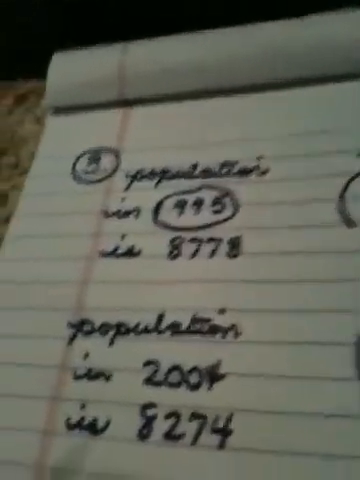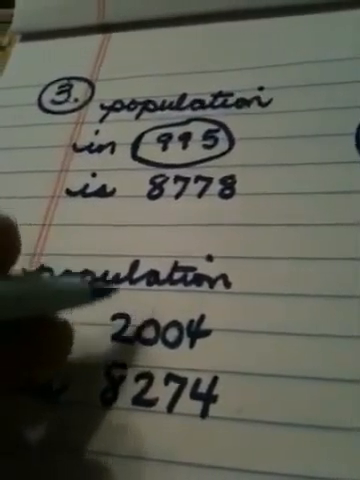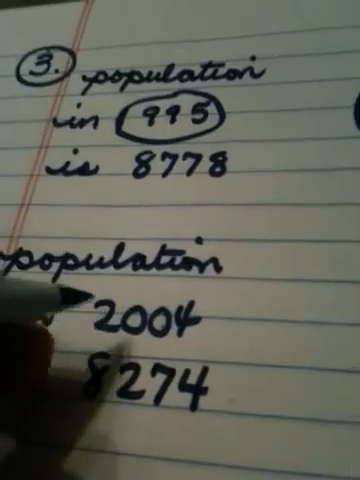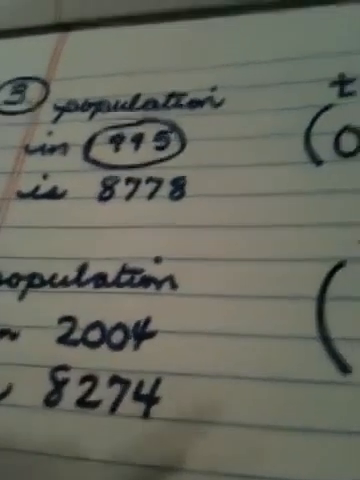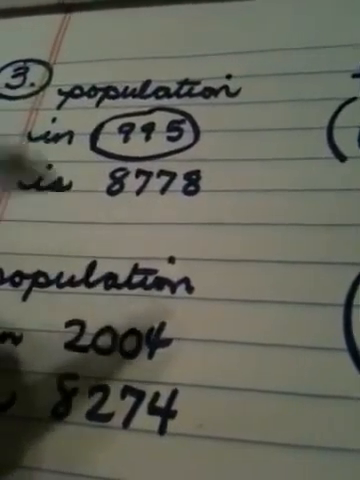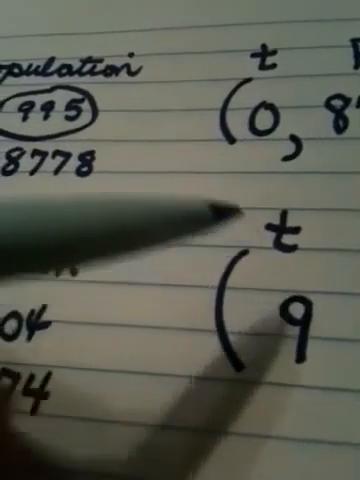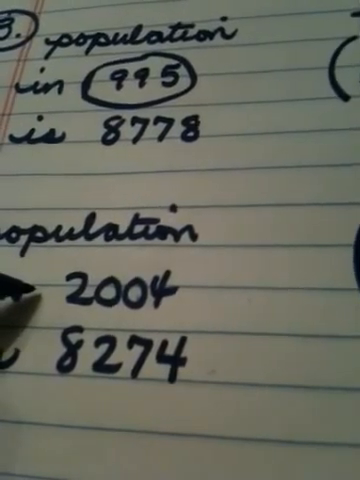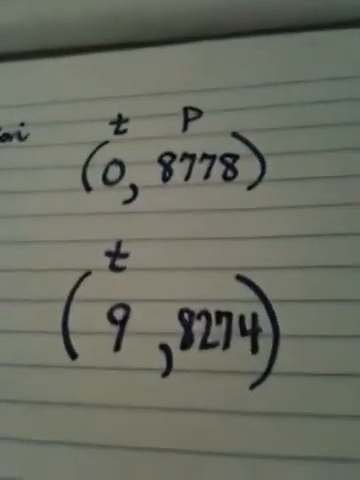Okay? Here, in 2004, the population is this. Well, again, T is the number of years since 1995. From 1995 to 2004, you've had 9 years go by. Correct? If you want to know what T is, the number of years since 1995, well, 2004 minus 1995 would be 9. And the population would be 8,274. Here are our two ordered pairs.